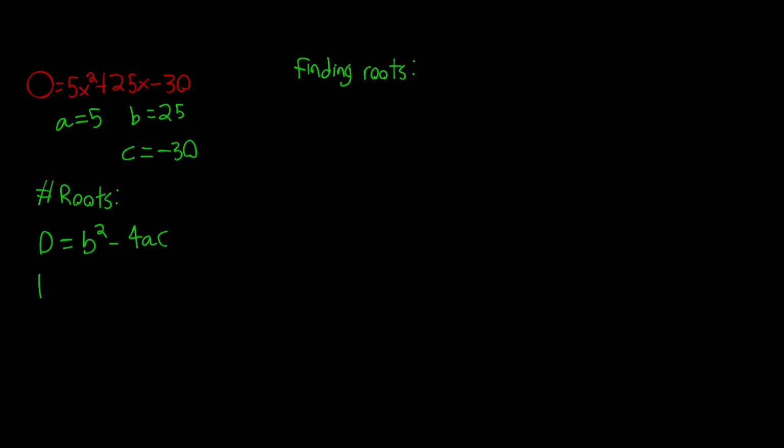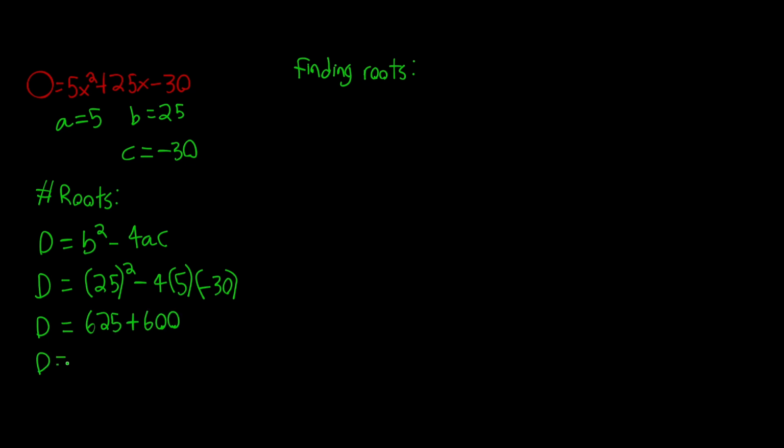Well, here it's going to give me 25 squared minus 4 times 5 times negative 30. Well, that's going to tell me that it's 625 plus 600 for a final answer of 1225, which is larger than 0. So this tells us that using our quadratic formula, we're going to get two different results.